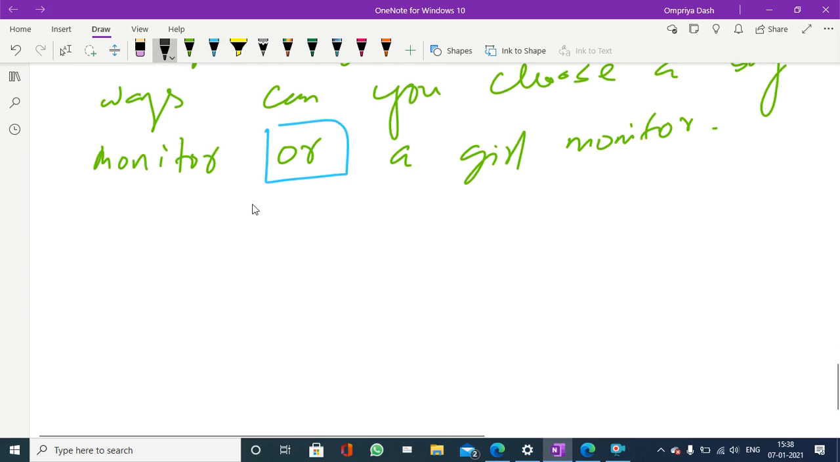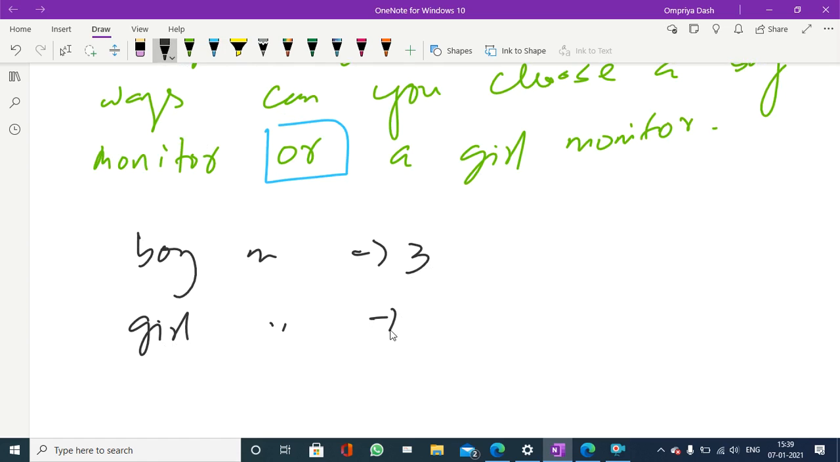One is choosing a boy monitor, which can happen in 3 different ways. Then the second event is choosing a girl monitor, which can happen in 2 different ways. But here both events do not have to happen. Either event 1 or event 2 will happen. So the entire task can be completed in 3 plus 2 is equal to 5 different ways.